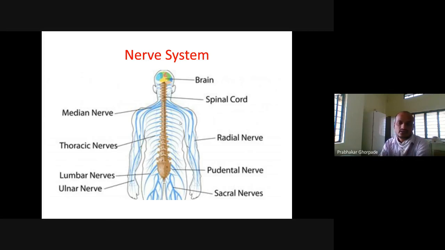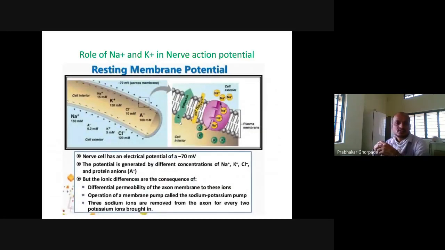If you want to maintain proper depolarization and polarization, you should have the proper balance of ions. The sodium-potassium balance should be proper. That is why we estimate sodium and potassium in this system. For example, consider the role of sodium and potassium in the nerve action potential. Some ions are going out and coming inside. In physiology, you may have seen there is a negative charge inside the membrane and positive outside the membrane.